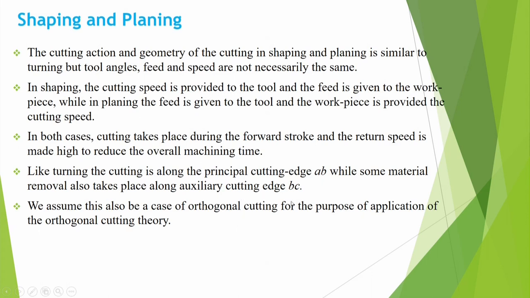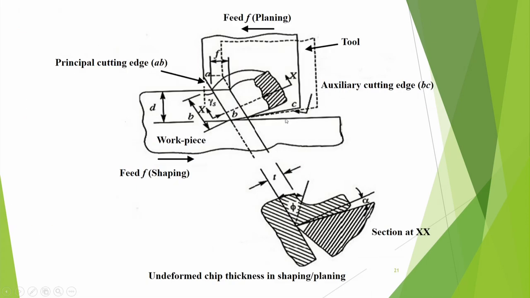Right, in turning, the cutting is along the principal cutting edge, while some material removal also takes place along auxiliary cutting edge BC. We assume this also to be a case of orthogonal cutting for the purpose of application of the orthogonal cutting theory. So, we are cutting like this. This is a shaping tool, its feed is given to the workpiece and the job is like this. Suppose the tool was here and then the tool has come here. These are the two positions of the tool. So, in that case, like in turning, this is the chip thickness, so this is T and this angle is shown here.